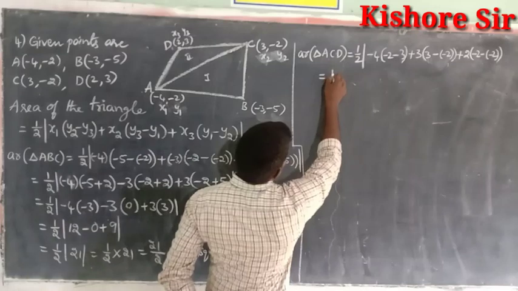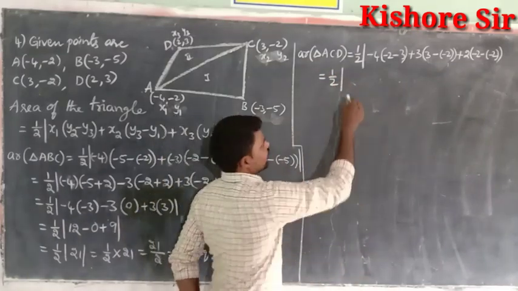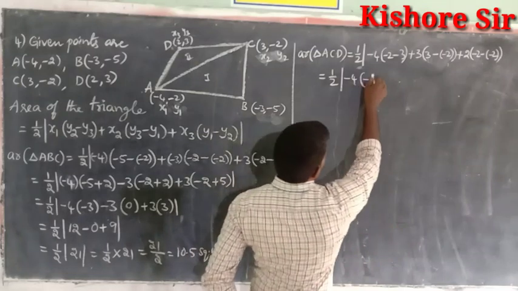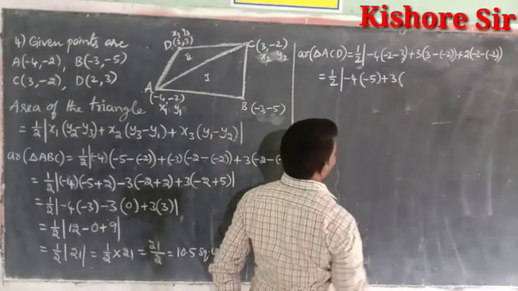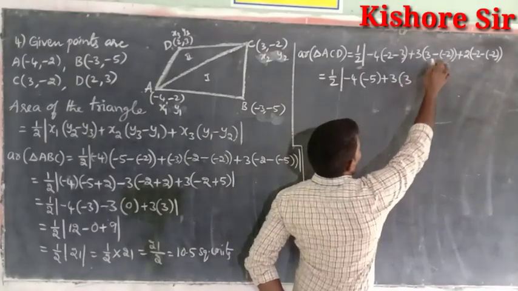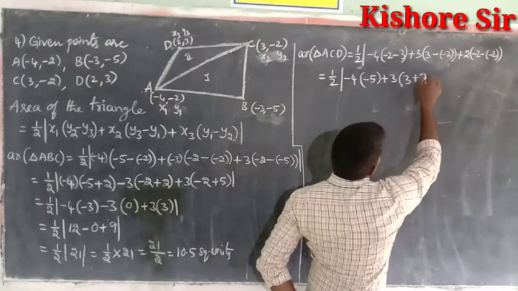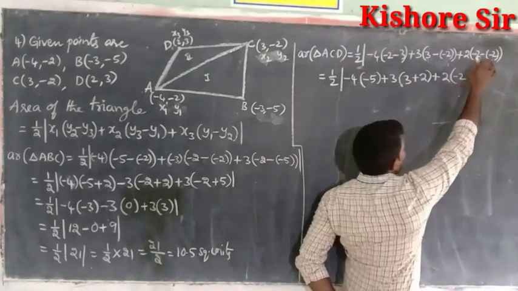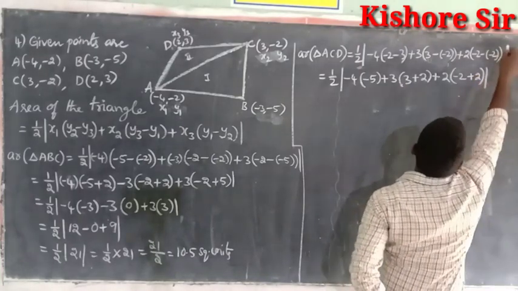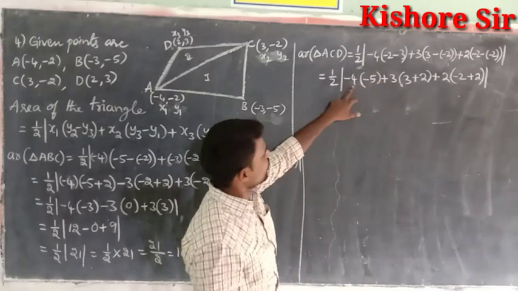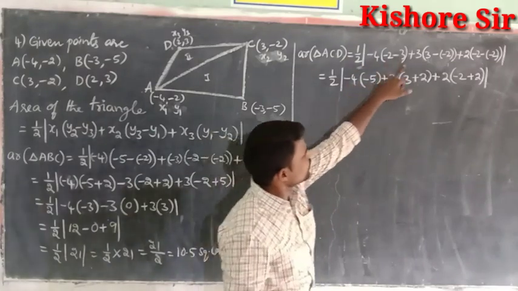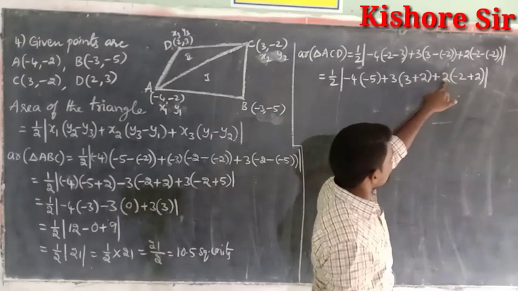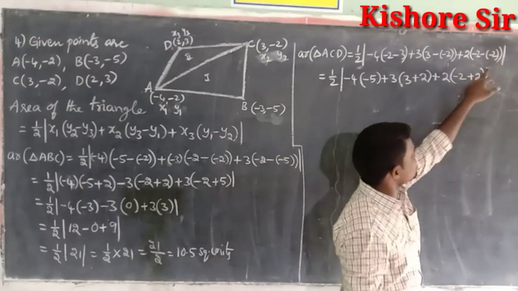Okay, that is equal to 1 by 2 modulus minus 4 into minus 2 minus 3, that is minus 5, plus 3 into 3 minus minus 2, that is plus 2, plus 2 into minus 2 minus minus 2, that is plus 2.